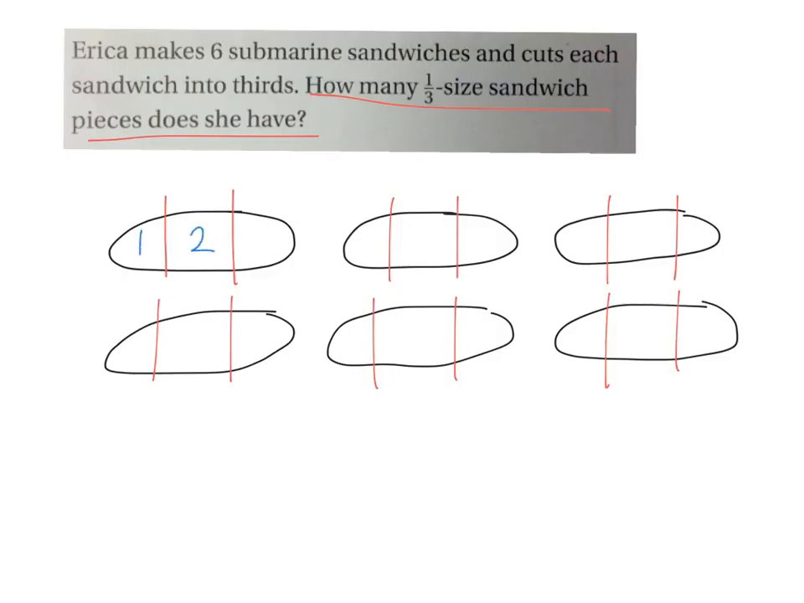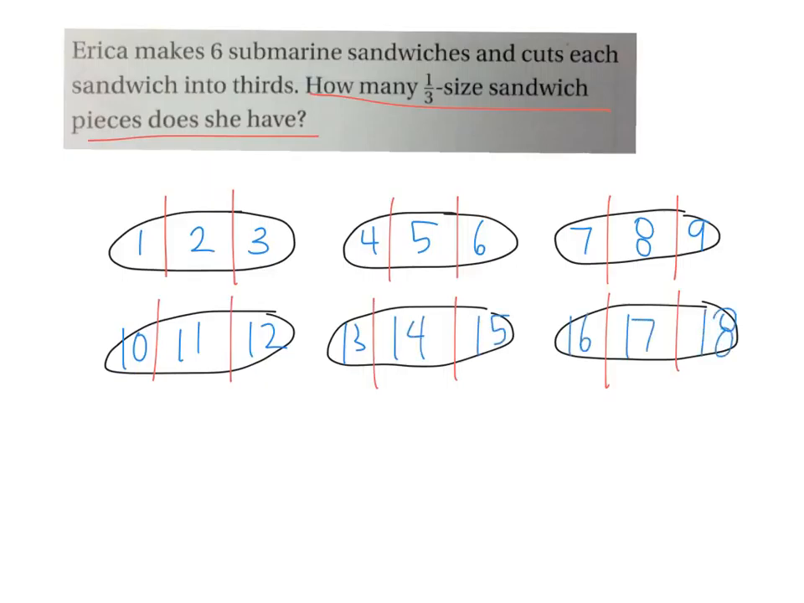1, 2, 3, 4, 5, 6, 7, 8, 9, 10, 11, 12, 13, 14, 15, 16, 17, 18. So what is the answer to her question? How many 1/3 size pieces does Erica have? Ariel? 18. And the complete answer would be 18 1/3 size pieces.